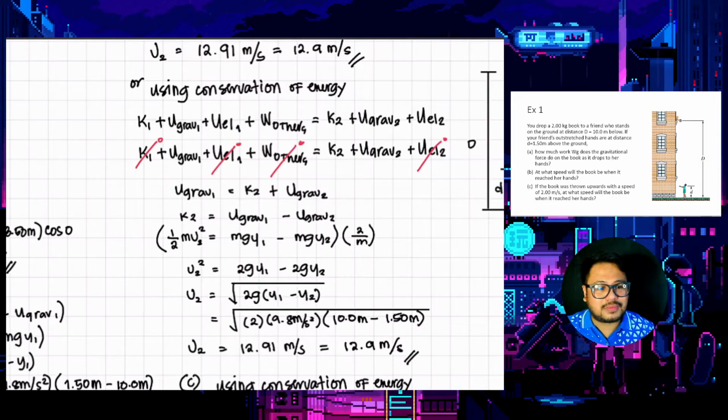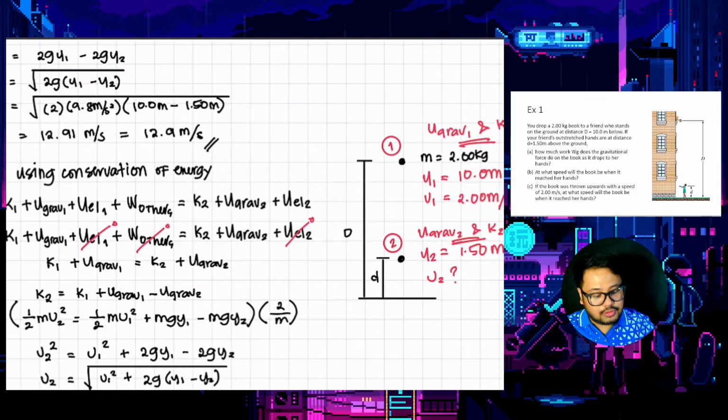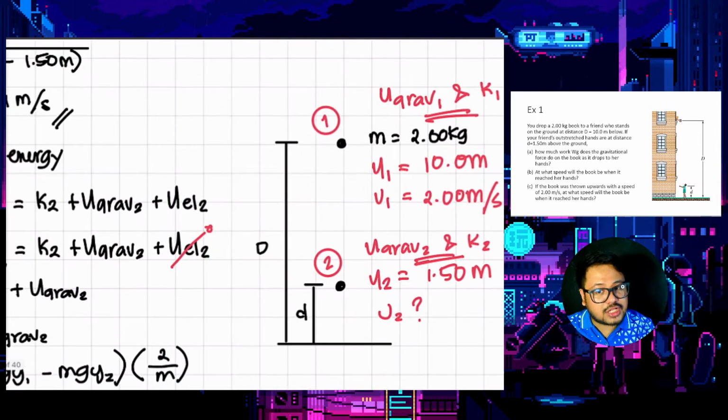Instead of the book just being dropped, what if you have thrown it upwards at a speed of 2 meters per second? At the initial point, it's still the same. The ground is still our y equal to 0. So at the initial point, you have both gravitational potential energy and kinetic energy because you initially have thrown it upwards. And then as it travels down, you still have gravitational potential energy and kinetic energy.